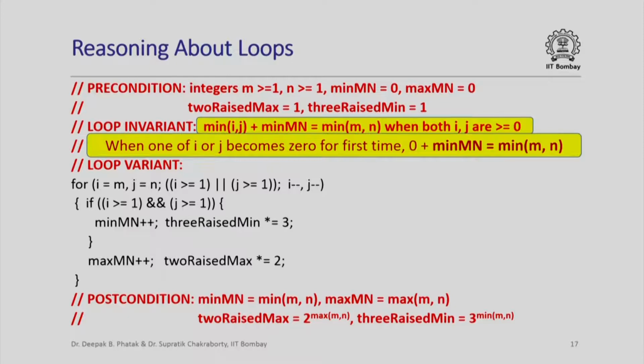And now what you observe is that when one of i or j becomes 0 for the first time, then min of ij becomes 0, and therefore at that point 0 plus min mn becomes minimum of m and n, which means min mn gets truly the value minimum of m and n. And this is the time that we want to stop changing the value of min mn any further, and we now want to go and calculate max mn.